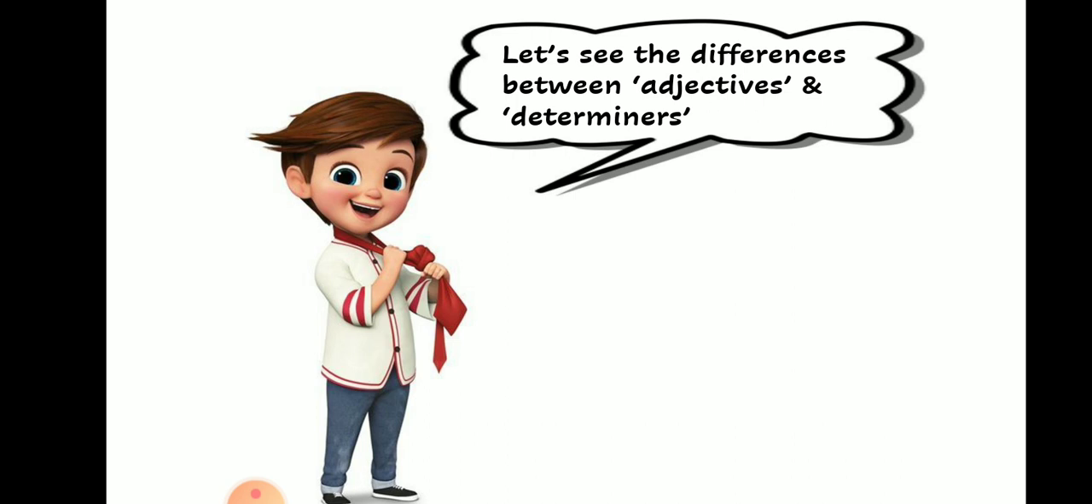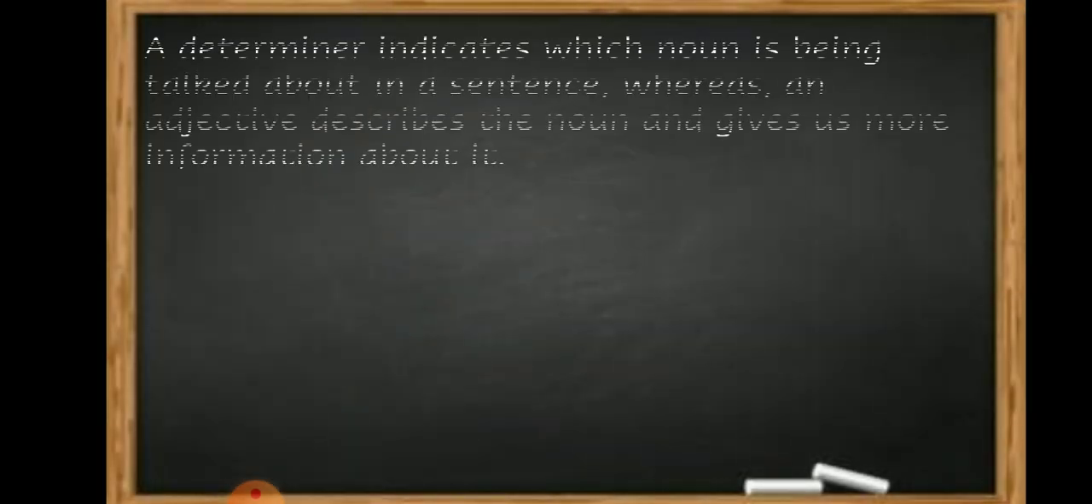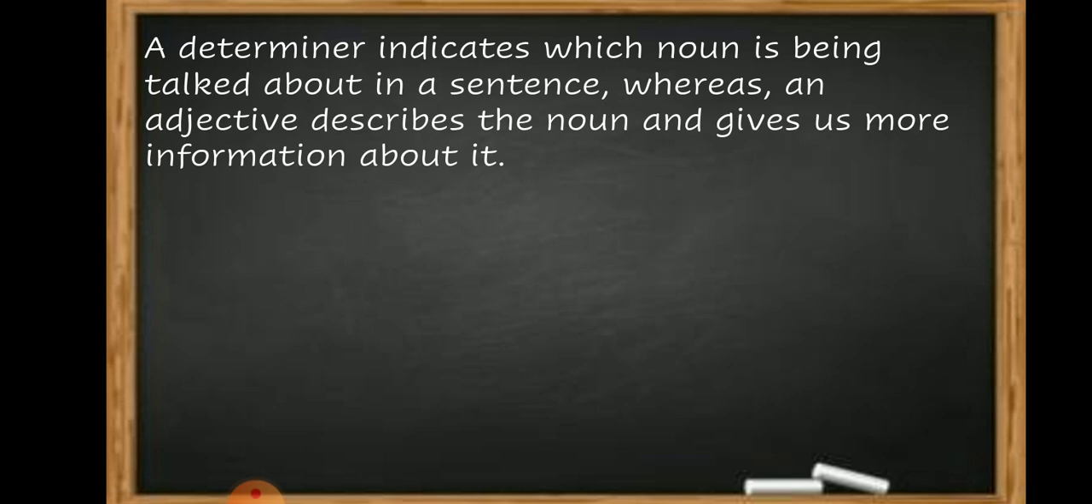Now we have to understand the differences between an adjective and a determiner. The first difference says a determiner indicates which noun is being talked about in a sentence, whereas an adjective describes the noun and gives us more information about it. Now I've already discussed this point that a determiner does not qualify or describe a noun like an adjective. It is used to indicate which noun is being talked about.